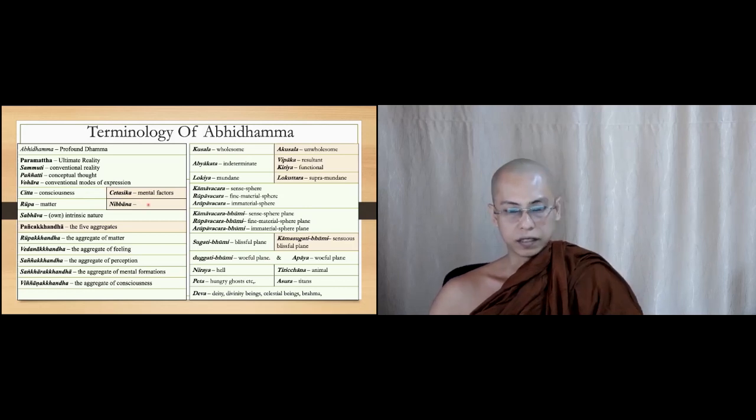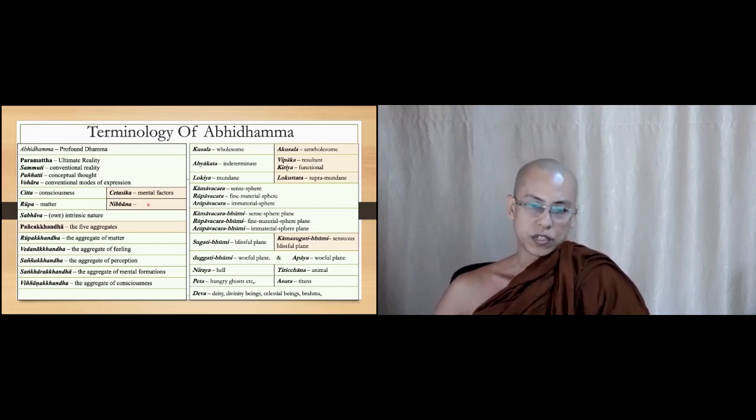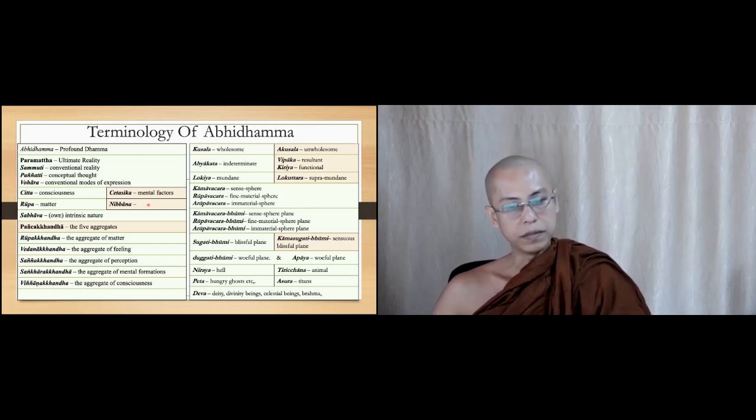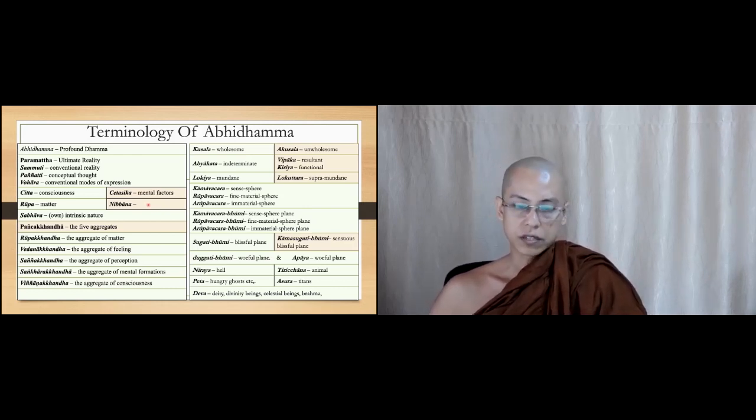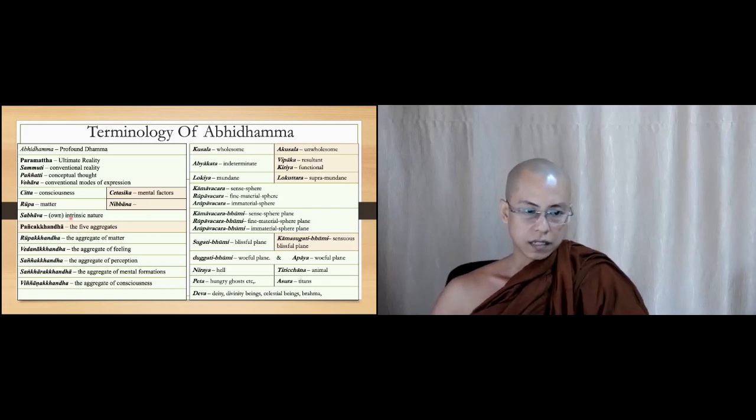Then 4 types of ultimate reality. Here, Nibbana is not translated because Nibbana in Myanmar we also translate as Nibban. Nibbana, Nibban. This is, I want to say, easier to catch the meaning of Nibbana than a translation. Then Sabhava. I just pronounce it to introduce you to the Pali pronunciation. So Sabhava, the own intrinsic nature.